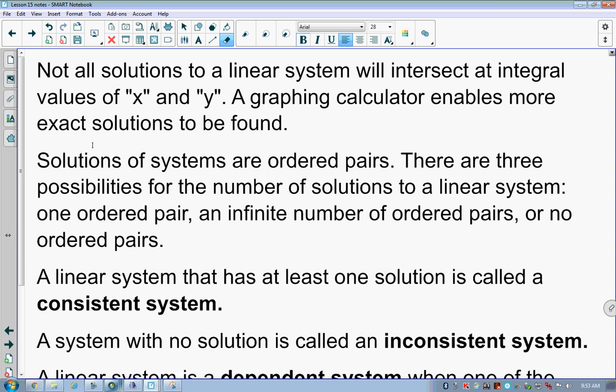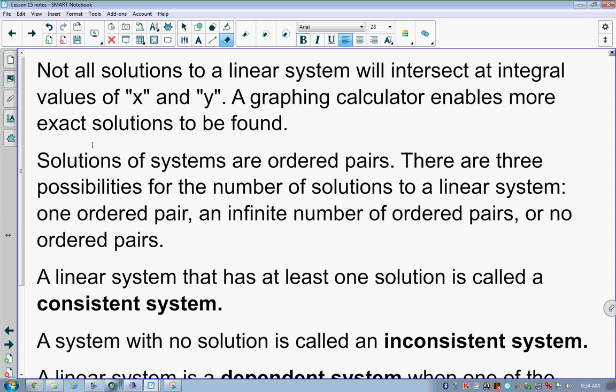An infinite number of ordered pairs means that whenever I simplify these two linear equations, I see that they're actually the same line. That's what we mean by their intersection being an infinite number, because they cross everywhere. They are the same thing. Does that make sense?